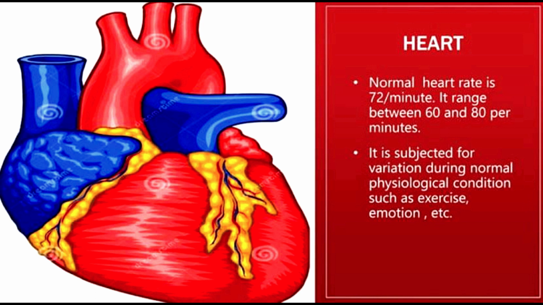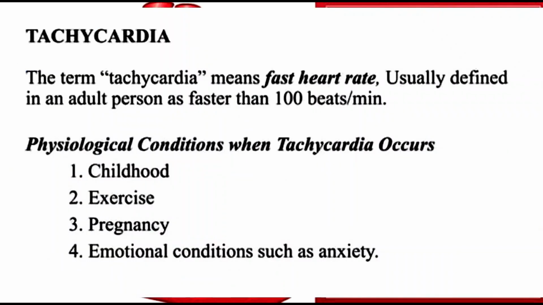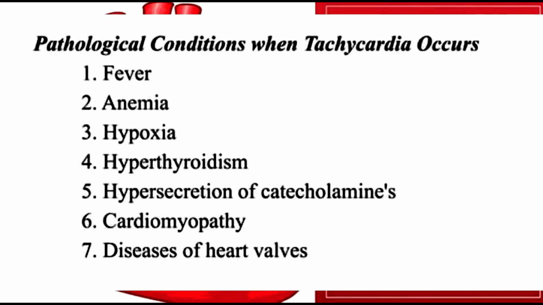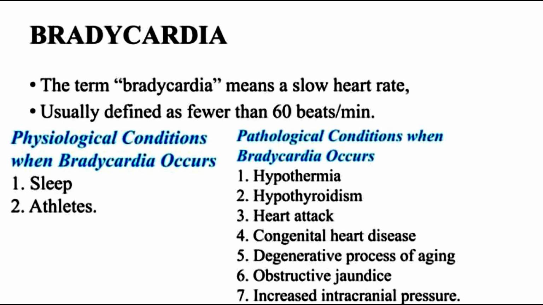What is tachycardia? Tachycardia means increase in the heart rate, that is above 100 per minute. What are the conditions when tachycardia occurs? In children, exercise, during pregnancy, or emotional conditions such as anxiety. The pathological conditions when tachycardia occurs are fever, anemia, hypoxia, hyperthyroidism, hypersecretion of catecholamines, etc.